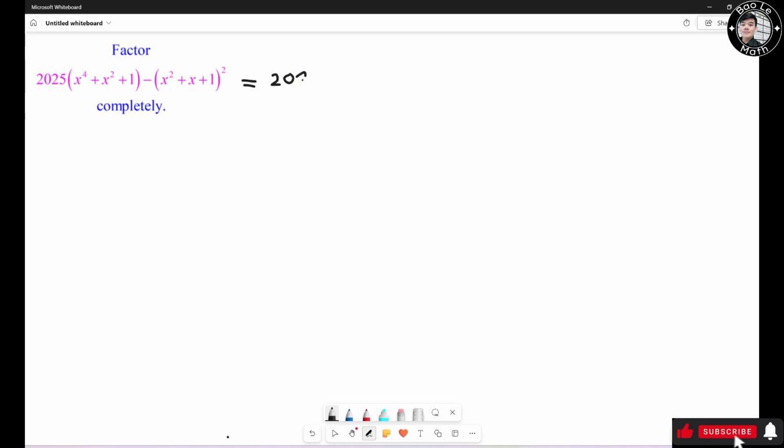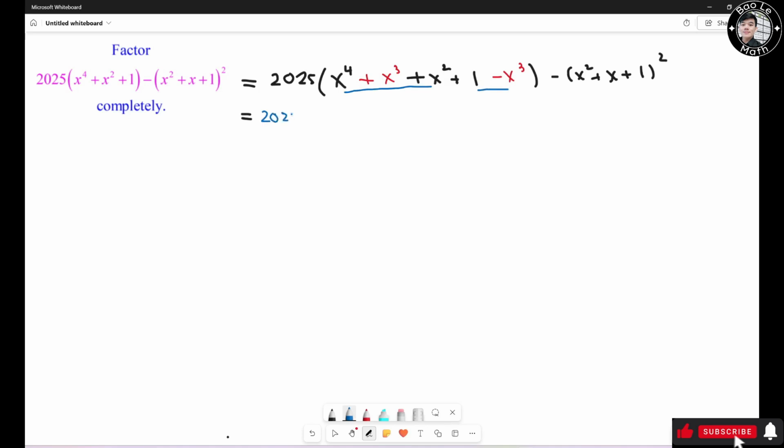So we have 25 times s to the 4 plus s cubed plus s squared plus 1 minus s cubed. Now the second one we just rewrite. Now for the first one I just group the first three terms right here, and the last two terms right here. Alright, so I have 25 all together.